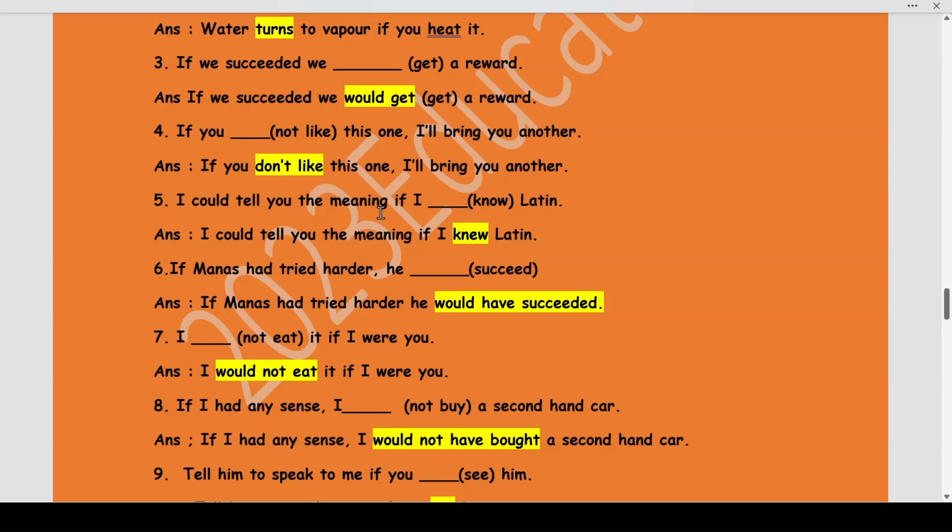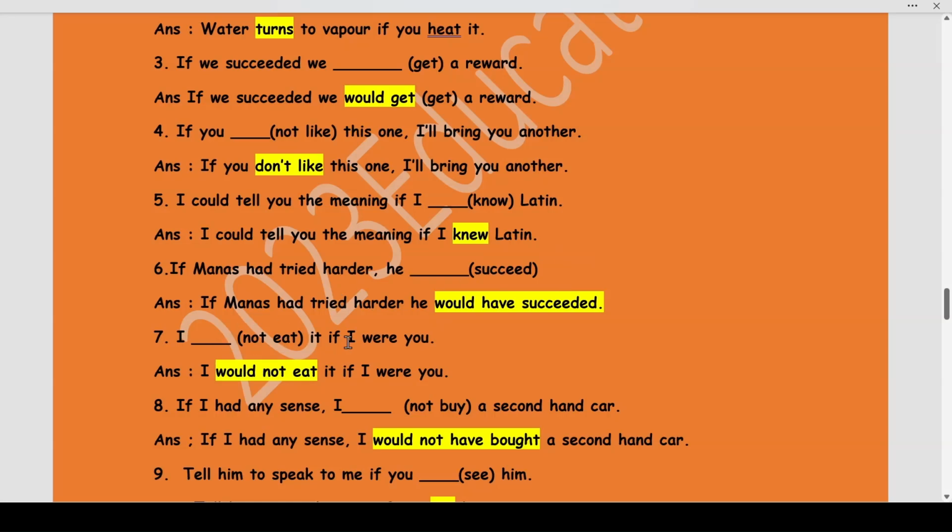5. I could tell you the meaning if I do not know Latin. I could tell you the meaning if I knew Latin. If Manas had tried harder, he would have succeeded. If Manas had tried, that means it is past perfect tense. So it will be followed by he would have succeeded. Modal verb plus have succeeded. Succeed becomes succeeded and this becomes your past perfect tense.